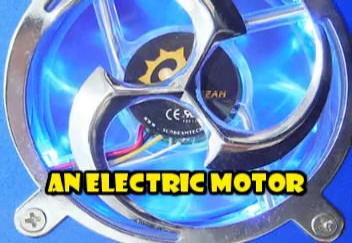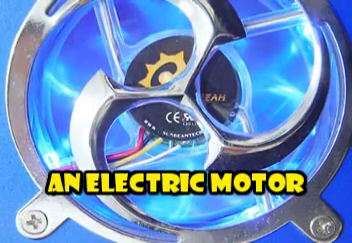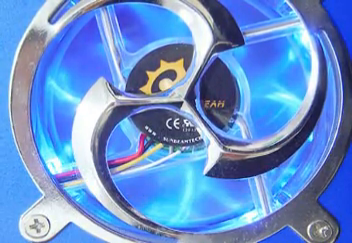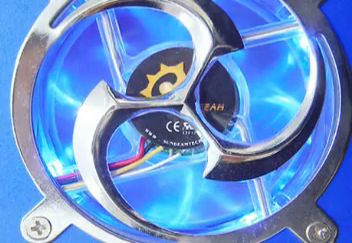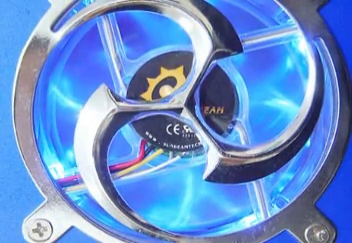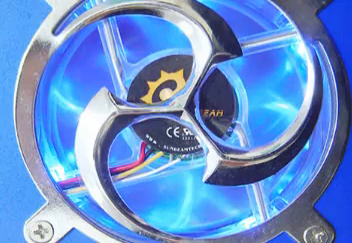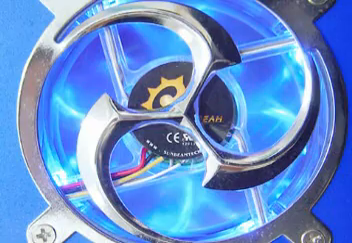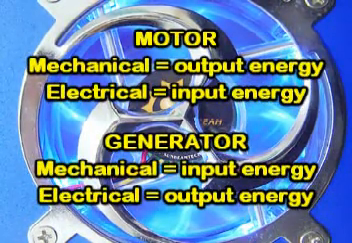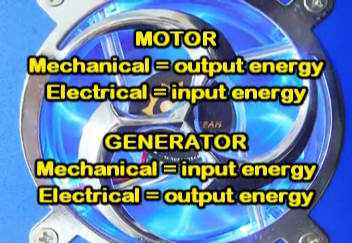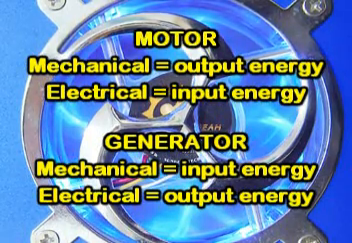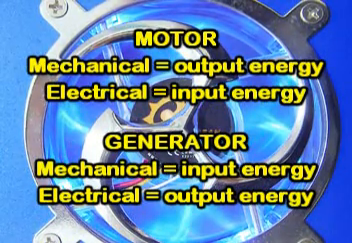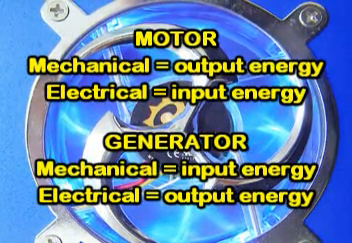An electric motor. The construction of a motor is in principle identical to that of a generator. Only the roles of input and output are reversed. In a motor, electric energy is the input and mechanical energy is the output. In a generator, mechanical energy is the input and electrical energy is the output. Both devices simply transform energy from one form to another.